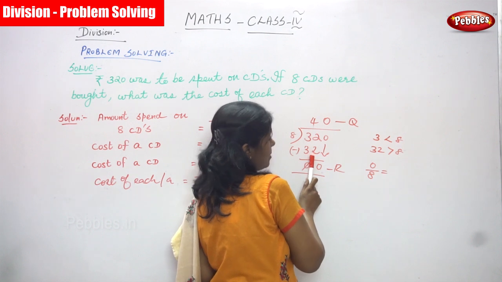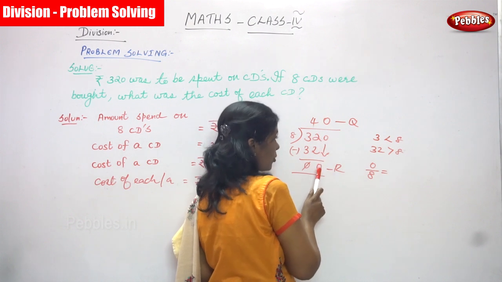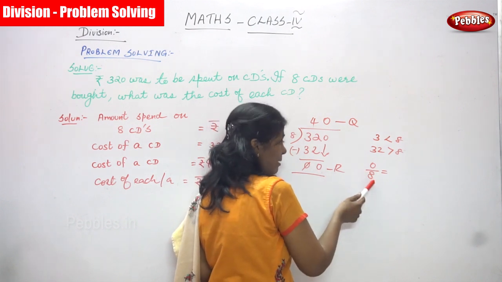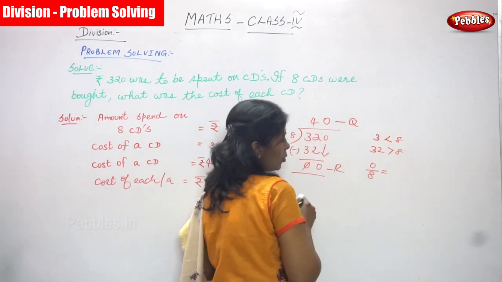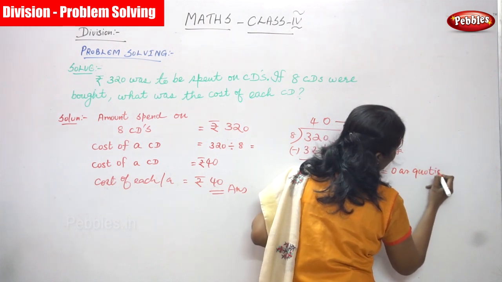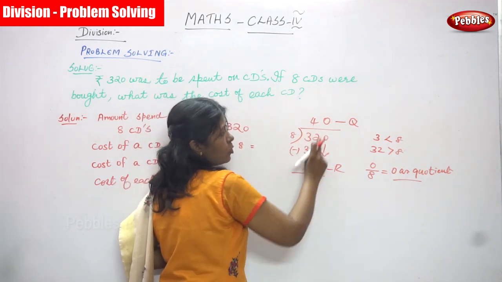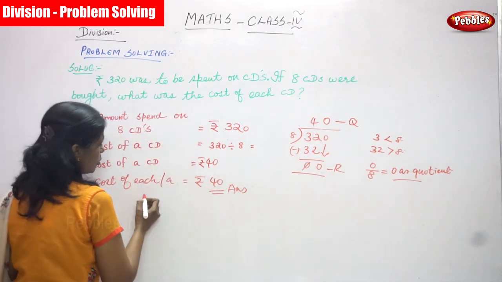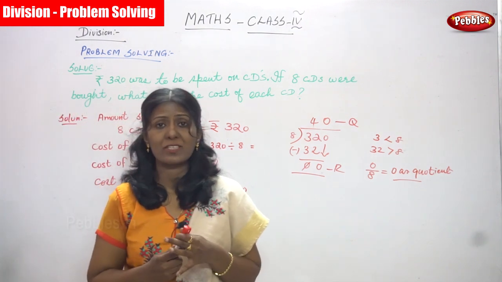You have to write it. Then 32 minus 32 we get 0. After that you bring down the 0 here. So 0 is compared with 8. 0 is less than 8. 0 divided by 8 gives 0 as the quotient. This is the rule. So you put the 0 on top. So 40 is the quotient and the remainder is 0. So the cost of each CD, or a CD, is rupees 40. It means the cost of the CD is 40 rupees.